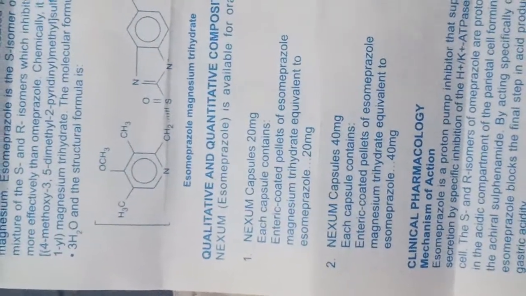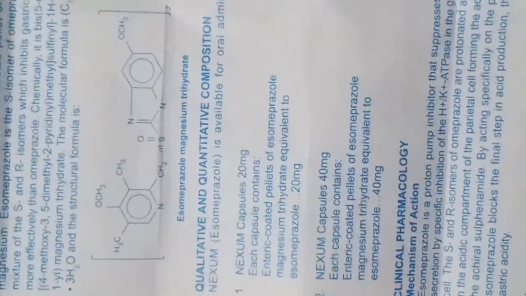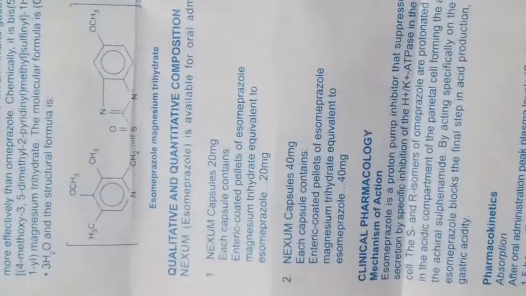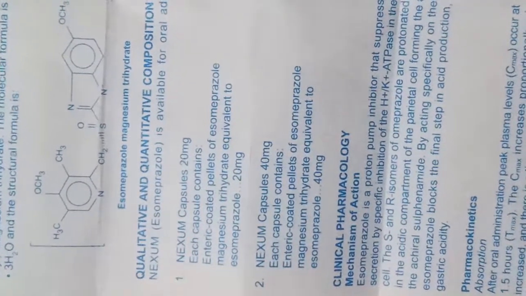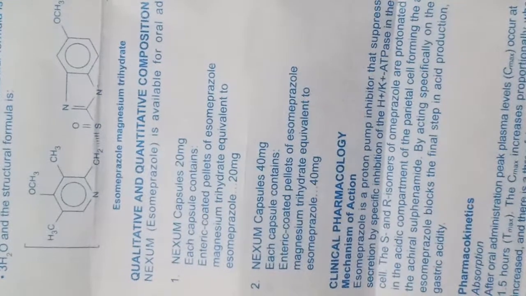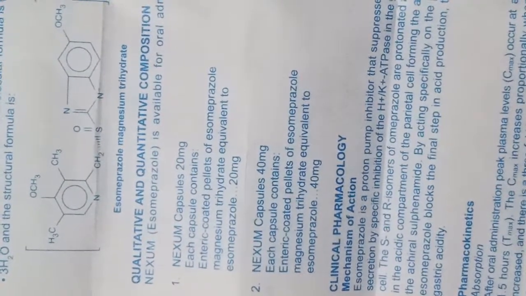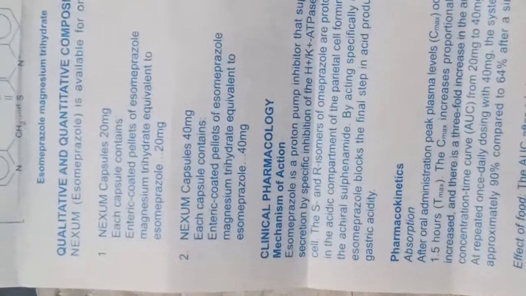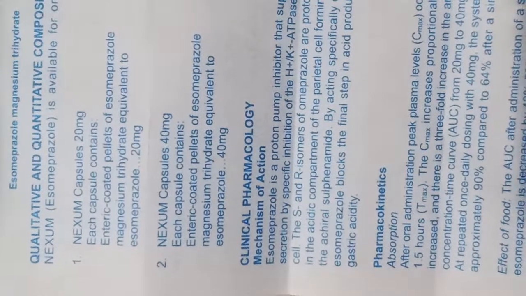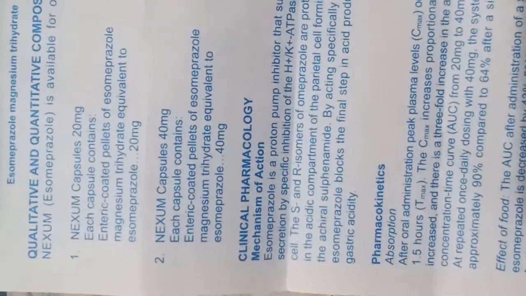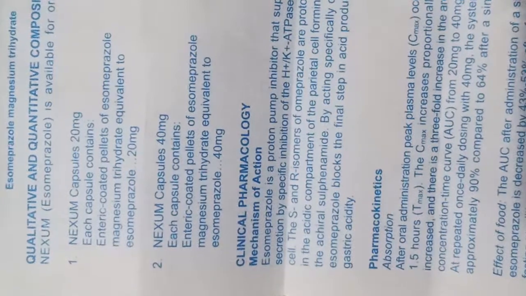trihydrate. Qualitative and quantitative composition. Nexuem esomeprazole is available for oral administration as: 1. Nexuem capsule 20 mg. Each capsule contains enteric-coated pellets of esomeprazole magnesium trihydrate equivalent to esomeprazole 20 mg. Nexuem capsule 40 mg. Each capsule contains enteric-coated pellets of esomeprazole magnesium trihydrate equivalent to esomeprazole 40 mg.